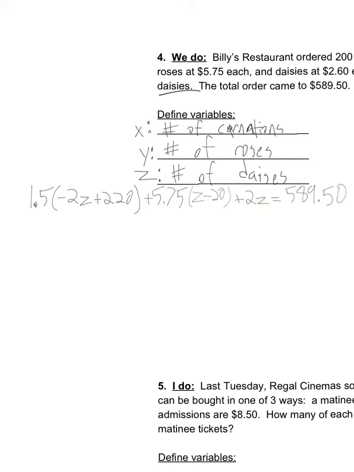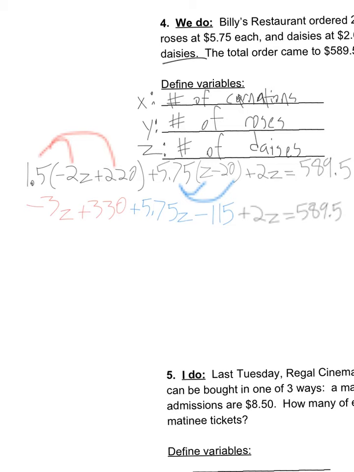So we got some distributing to do. We need to distribute 1.5 times these two terms, and then I need to distribute 5.75 times these two terms. And then I'll just bring down the plus 2z equals 589.5. Okay, so doing 1.5 times negative 2z gets me negative 3z. 1.5 times 220 gets me 330. 5.75 times z is 5.75z. 5.75 times negative 20 is negative 115. Bring down the plus 2z, bring down the equals 589.5.